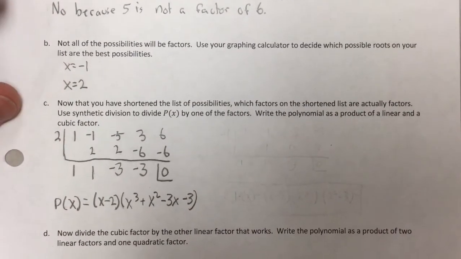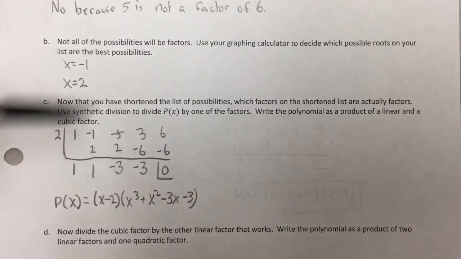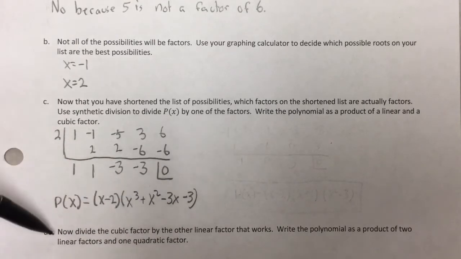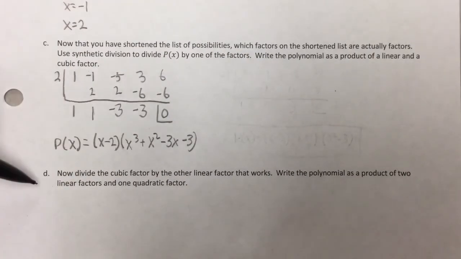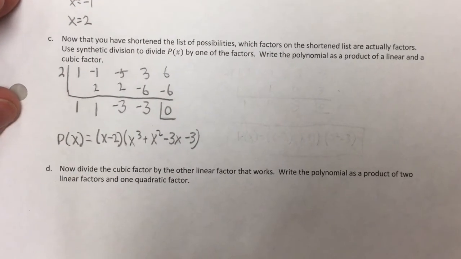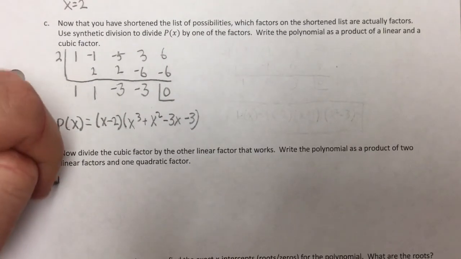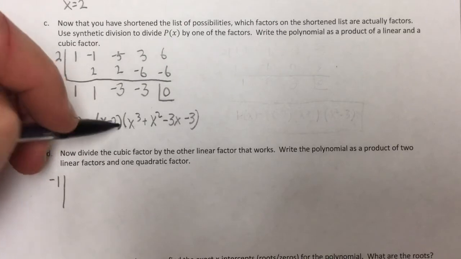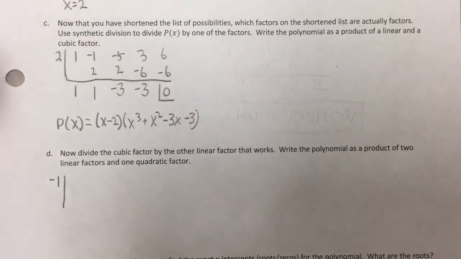And now we're going to go one step further, because I still can't factor this without using my normal factoring methods. So it says now divide the cubic factor by the other linear factor that works. We already did the 2, so now we're going to do the negative 1. And then write the polynomial as a product of 2 linear factors and 1 quadratic factor. So now I'm going to put negative 1 here. Again, I'm using the coefficients for this cubic one now: 1, 1, negative 3, negative 3.